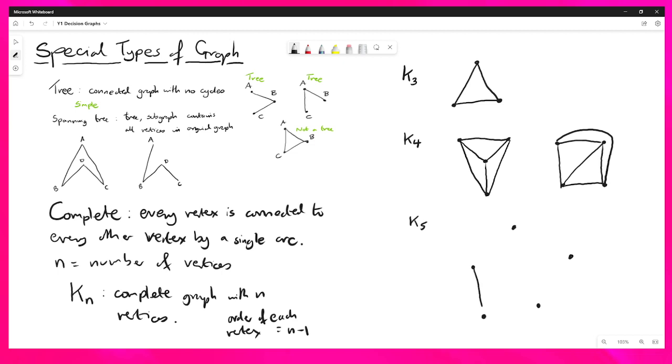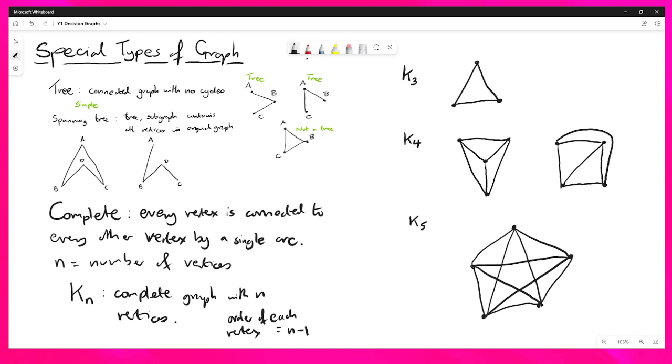Okay. So we've got kind of an outside pentagon, and then every vertex connects to every other vertex. And we can see here we can't really draw this nicely without having things crossing over. That's actually an important property that you'll look at in the second year, something called planarity, which is about whether you can draw a particular graph without having lines cross over.